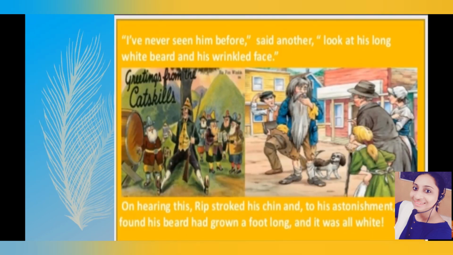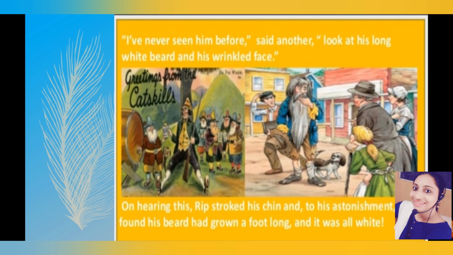"I have never seen him before," said another. "Look at his long white beard and his wrinkled face." On hearing this, Rip stroked his chin, and to his astonishment, he found his beard had grown a foot long, and it was all white.